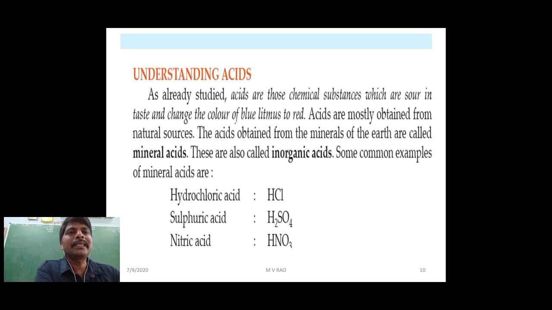As already studied, acids are those chemical substances which are sour in taste and change the color of blue litmus to red litmus. Acids are mostly obtained from natural sources. The acids obtained from the minerals of the earth are called mineral acids. These are also called inorganic acids. Some common examples of mineral acids or inorganic acids are hydrochloric acid, sulfuric acid, nitric acid, phosphoric acid. These are examples of mineral acids.